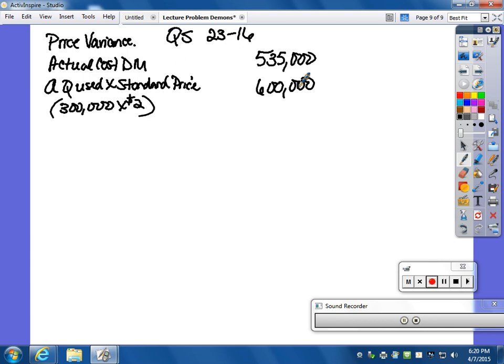The price variance is taking actual quantity, and it says their actual direct materials used 300,000. That's what we have to use, times the standard price. And then of course we need to subtract these two, which is going to give us what? 65,000. Favorable or unfavorable?